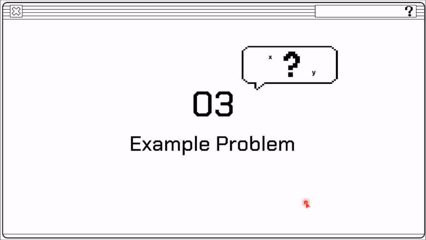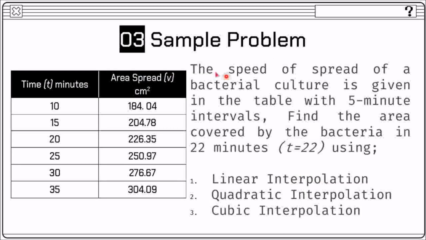So after explaining that, it is best for us to solve a problem so we can understand interpolation better. So here is our example problem. The speed of spread of a bacterial culture is given in the table with 5-minute intervals. Find the area covered by the bacteria in 22 minutes using first, linear interpolation, second, quadratic interpolation, and third, cubic interpolation. As you can see here, here is our data table.